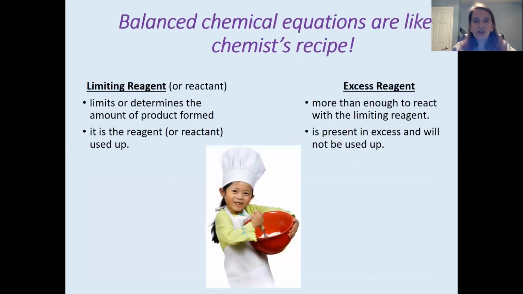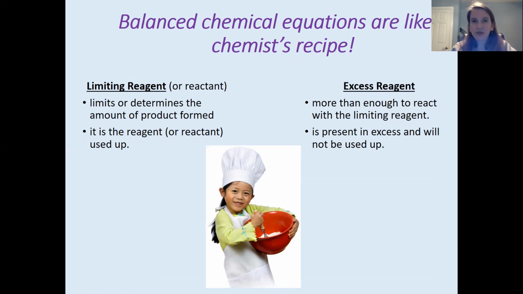So this information is already written for you on the top of your page. It's defining what a limiting reactant is and what an excess reactant is. If you see the word reagent, it's just talking about the same thing, reactant, okay? So a limiting reactant is going to tell us how much product we can make. It's going to be the thing that we run out of. We always run out of something first, okay?